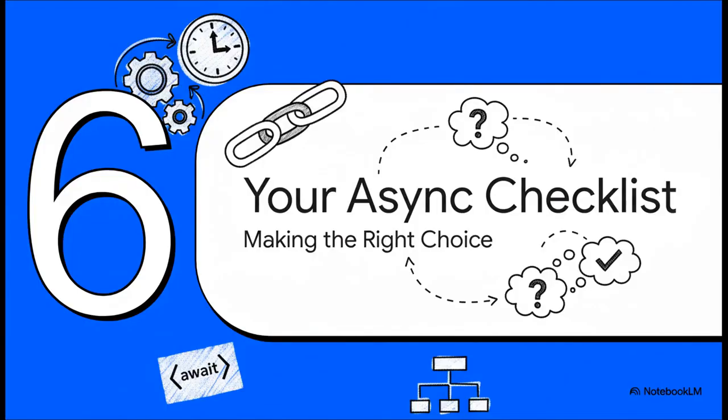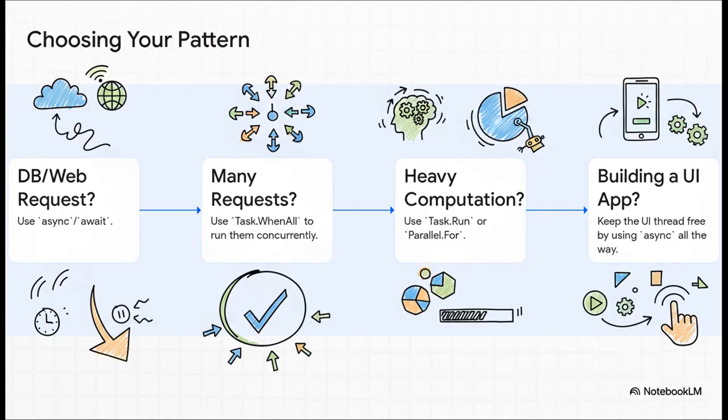All right, we've covered a ton of ground here. The theory, the code, the things to avoid. So to wrap it all up and make it really concrete, here's a simple checklist you can use when you're writing your own code. It really is this simple. Waiting for I/O, async and await. Got a bunch of independent requests to make? Kick them all off and then use Task.WhenAll. Got a huge heavy calculation? Offload it with Task.Run. And if you're building a UI app, the golden rule is to keep that UI thread free. Use async all the way from the top to the bottom.